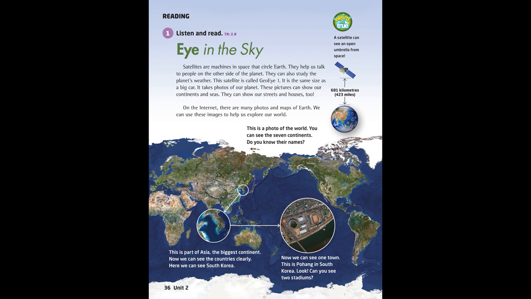This is a photo of the world. You can see the 7 continents. Do you know their names? This is part of Asia, the biggest continent. Now we can see the countries clearly. Here we can see South Korea. Now we can see one town. This is Pohang in South Korea. Look, can you see 2 stadiums?